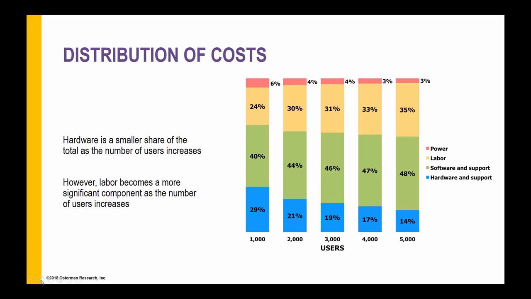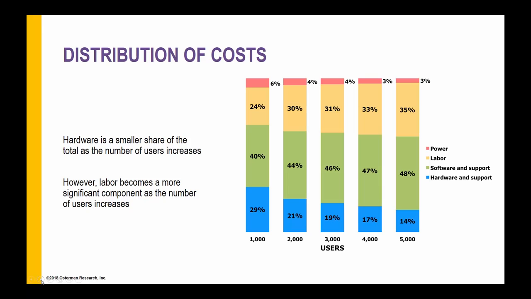So what we found is that software and support really is the biggest single component of the overall cost of ownership for Enterprise Vault. For example, at 1,000 users, it represents 40% of the total cost of ownership for Vault, and at 5,000 users, it represents almost half. Hardware had just the inverse relationship. It was about half the cost for smaller organizations, and increased somewhat for larger ones.